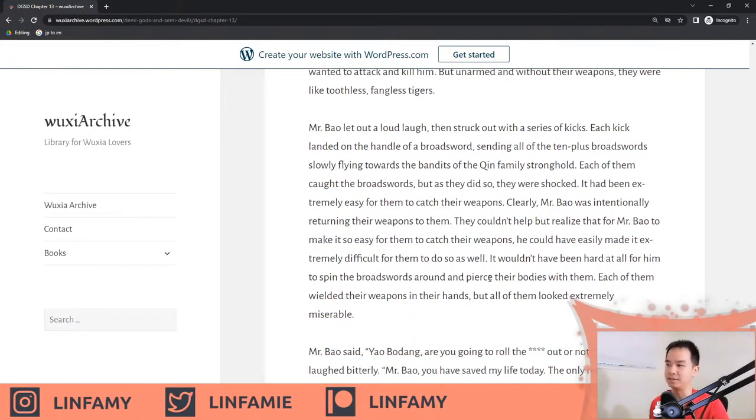They couldn't help but realize that for Mr. Bao to make it so easy for them to catch their weapons, he could have easily made it extremely difficult for them to do so as well. It wouldn't have been hard at all for him to spin the broadswords around and pierce their bodies with them. Each of them wielded their weapons in their hands, but all of them looked extremely miserable.